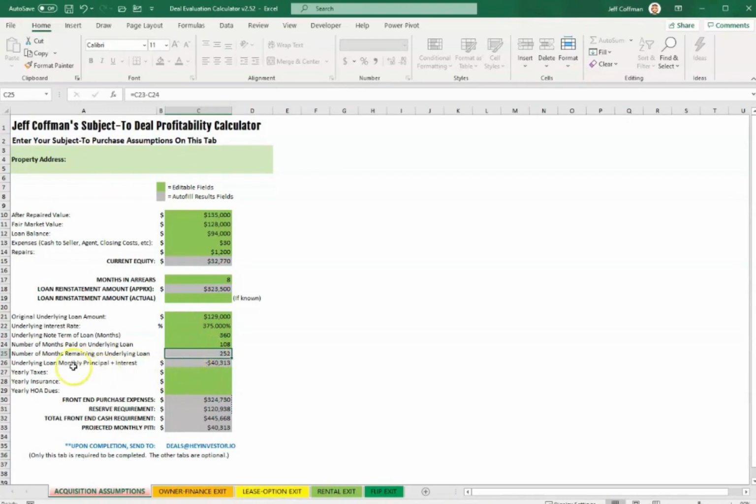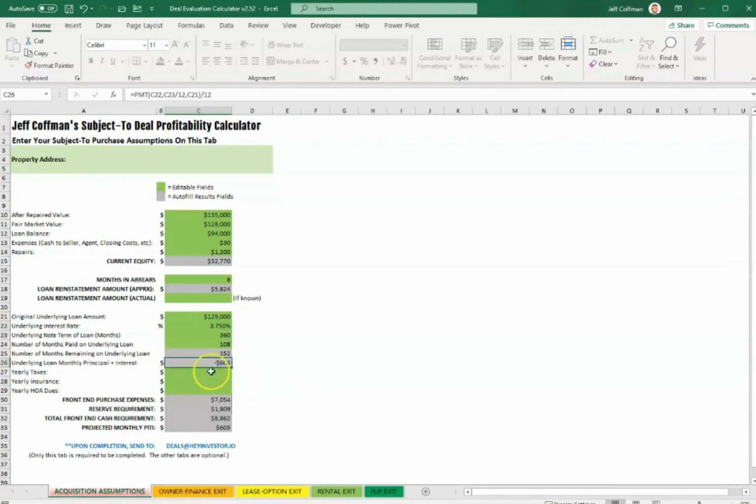Now, the underlying loan, I see I made a mistake here. It says underlying loan monthly principal and interest, negative $40,000. But I went back up here and I noticed I put a 375% interest rate. It was 3.75. There we go. That's more like it.